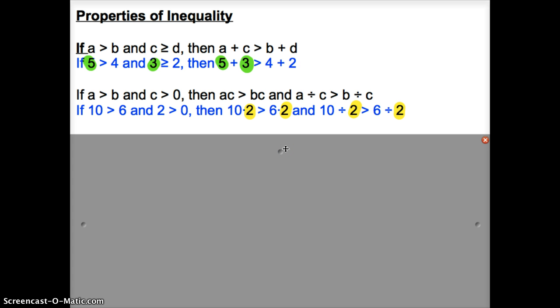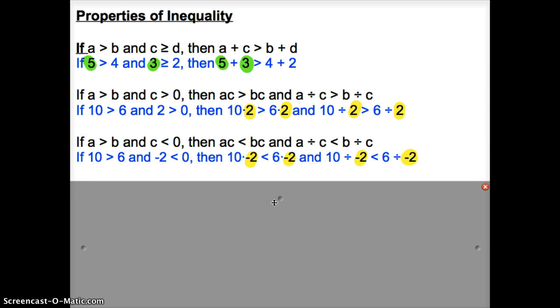If A is greater than B and C is greater than 0, then the product of A and C is greater than the product of B and C, just as the quotient of A and C is greater than the quotient of B and C, as proven with algebra here all the way through, where C is the common term in each of those things there. If A is greater than B and C is less than 0, then the product of A and C must be less than the product of B and C, and the quotient of A and C is less than the quotient of B and C.